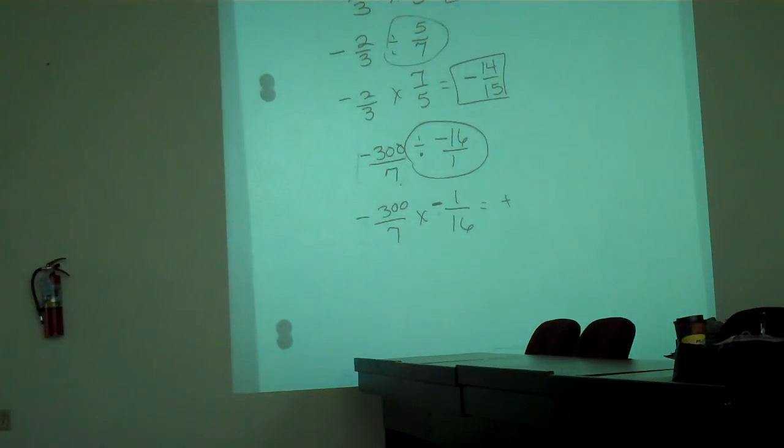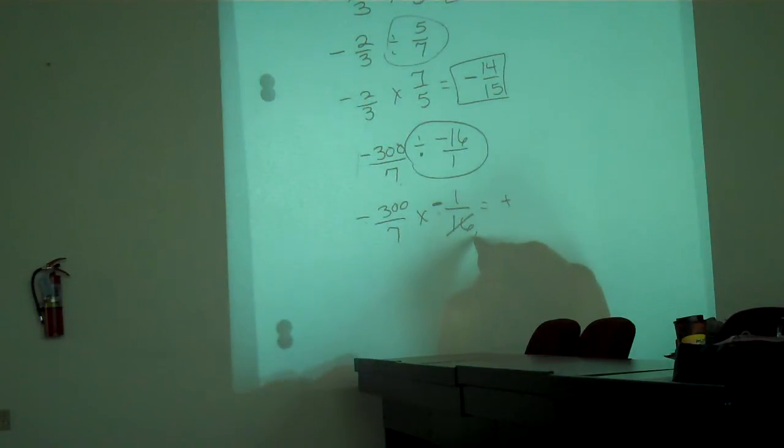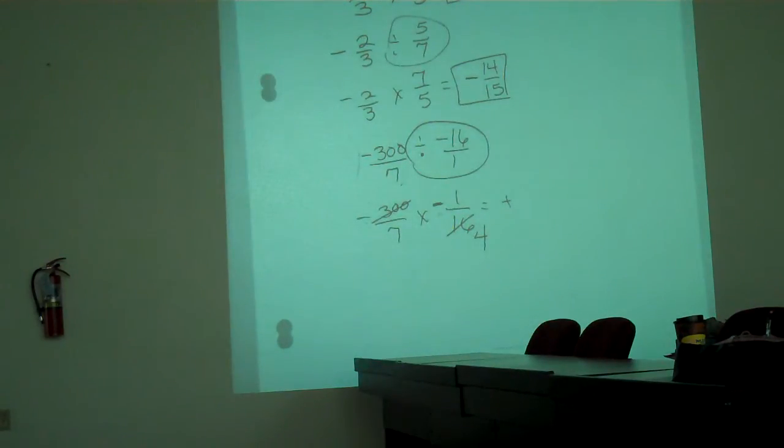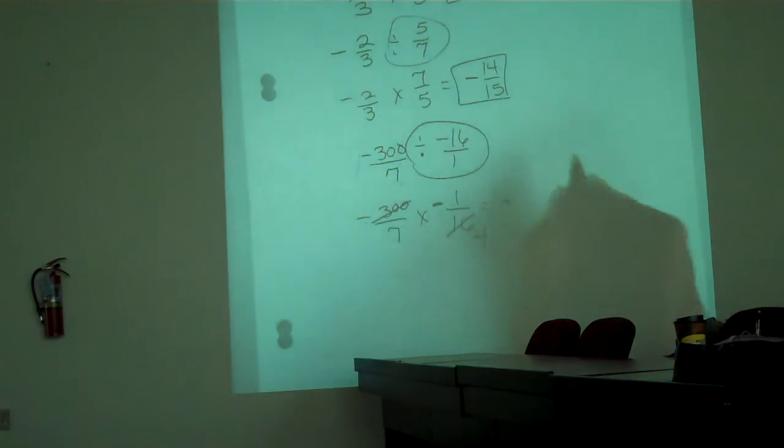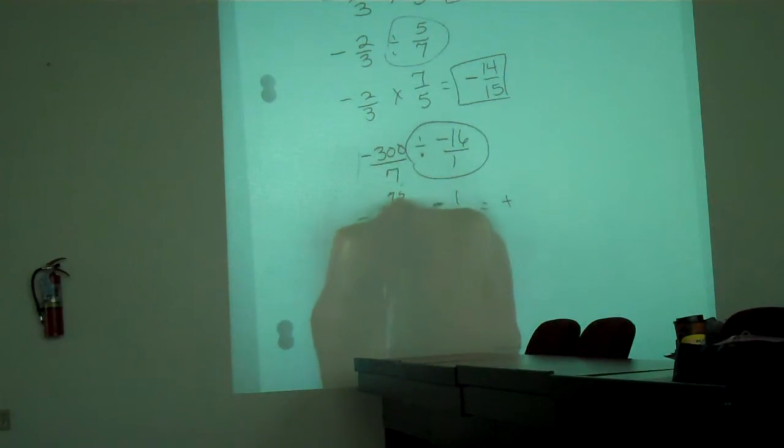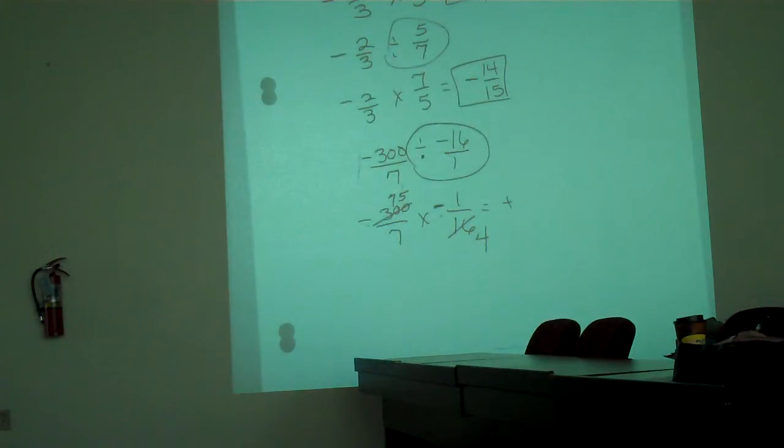Will 16 go into 300 evenly? I know 4 will divide into them because 4 goes into 100. Let's divide by 4. 16 divided by 4 is 4. 300 divided by 4? 75. Okay. 75 and 4, they won't divide by anything. 75 divided by 25, 5, 3, and 4 won't. So that's as far as you can go on the canceling.